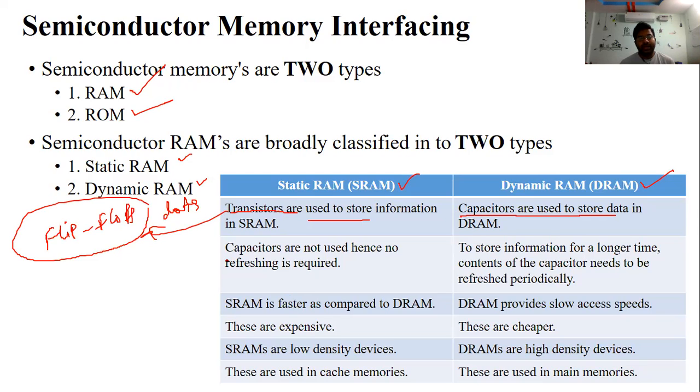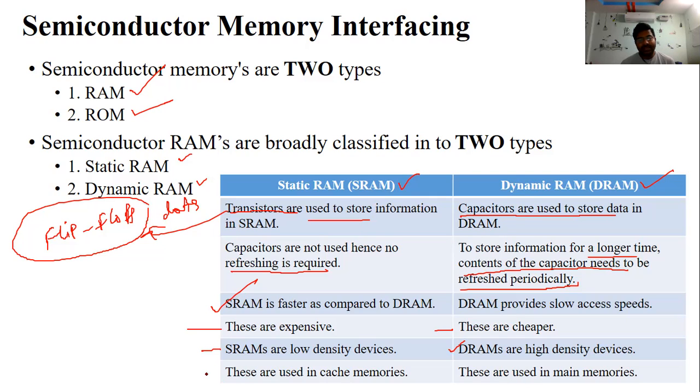So there is no refreshing required in static RAM. I will tell you what refreshing is in the coming topic. To store the information for a long time in dynamic RAM, the content of the capacitors needs to be refreshed periodically. Then SRAM is faster when compared to DRAM, because these are transistor devices and these are capacitors. SRAMs are expensive and DRAMs are cheaper. SRAMs are low density devices, but DRAMs are high density devices.